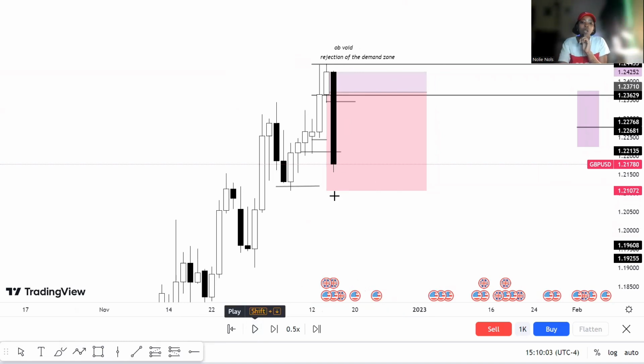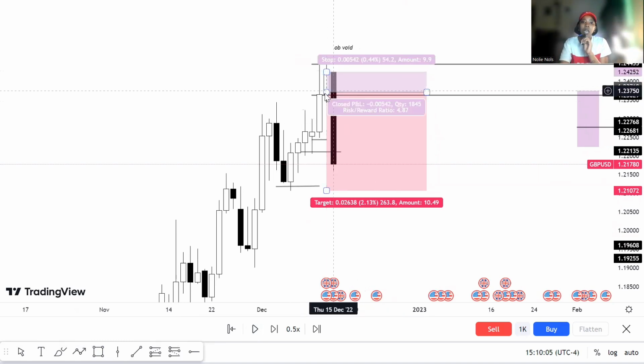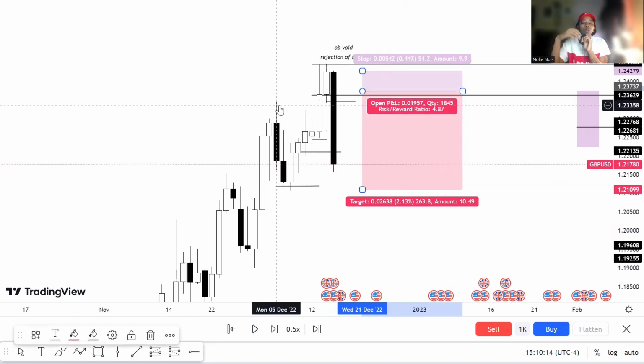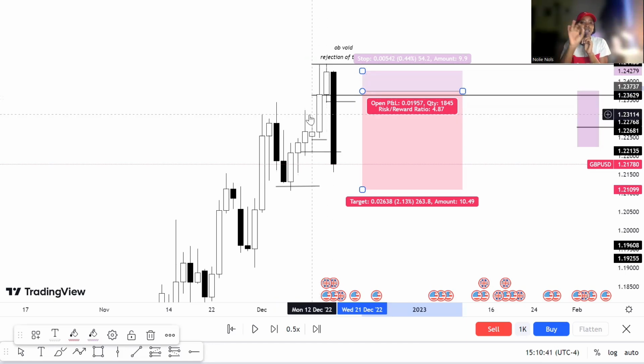Nice. If you can see what happened here, we had an aggressive push to the downside. Price did not hesitate to push to the downside. Why? Because the orders have been filled by the first candle. So that is the order block void. The order block void is the rejection candle. But before it rejects, when it went to the upside, there were orders that pushed the market to the upside. So they have to close the orders first.